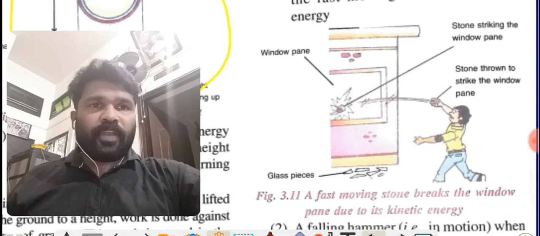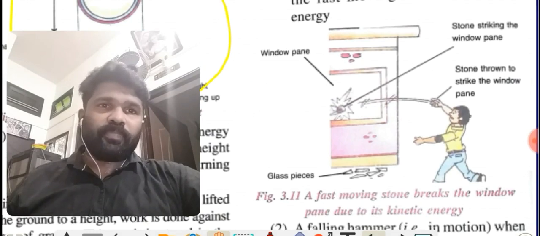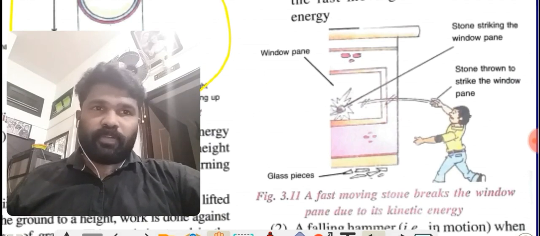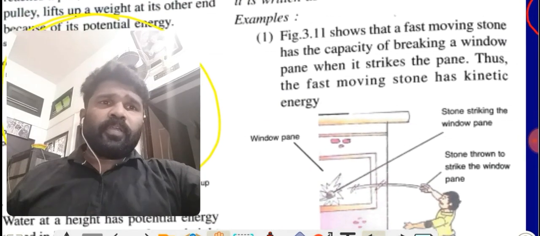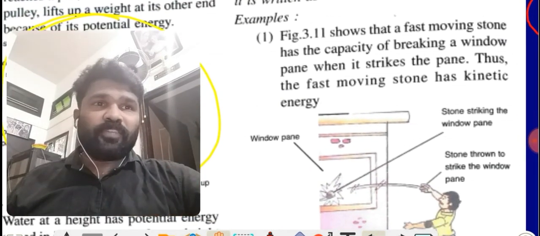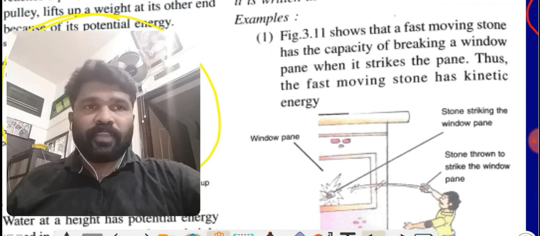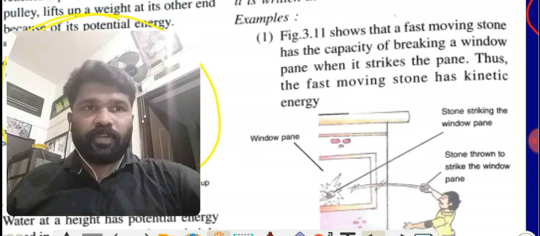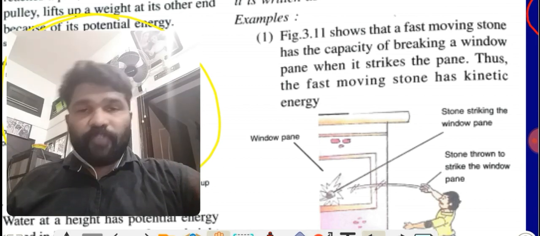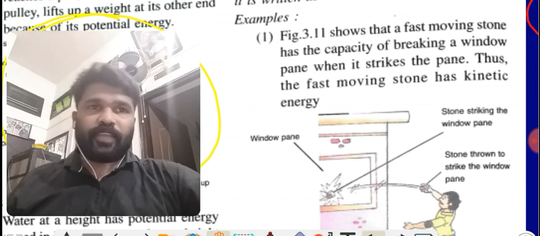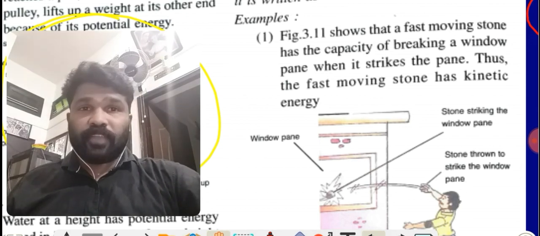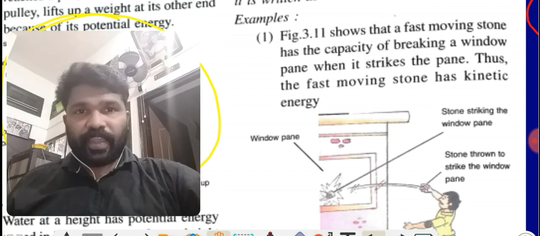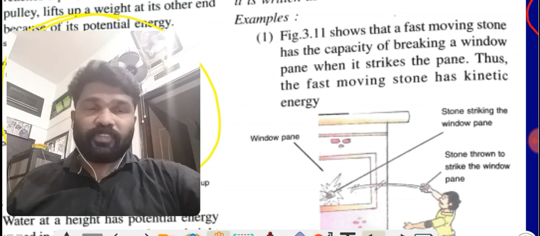Figure 3.11. Just observe this diagram. One boy is throwing a stone. Figure 3.11 shows that a fast moving stone has the capacity of breaking a window pane when it strikes the pane. When a fast moving stone strikes a window pane, it will break. Thus, we can say that the fast moving stone has kinetic energy.